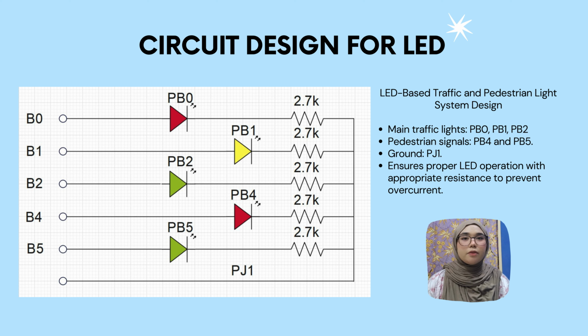The LED-based traffic and pedestrian light system design includes the main traffic light, which is port B0, port B1 and port B2, and the pedestrian signal, which is port B4 and port B5, with additional LEDs, which are port B3, port B6 and port B7, for auxiliary functions. A ground connection is provided via port J1, and 2.7 kilo ohm resistors are used to ensure proper LED operation by preventing overcurrent.